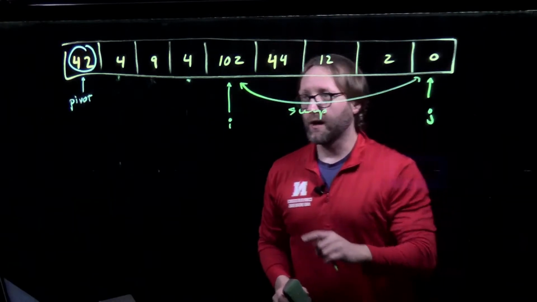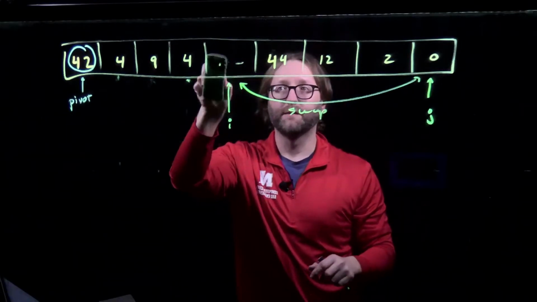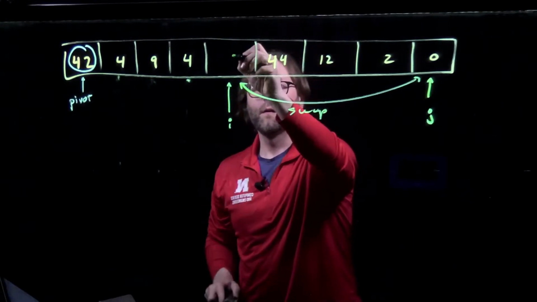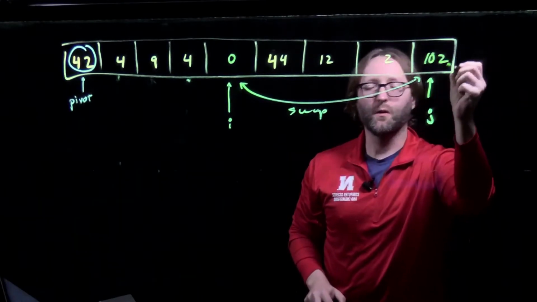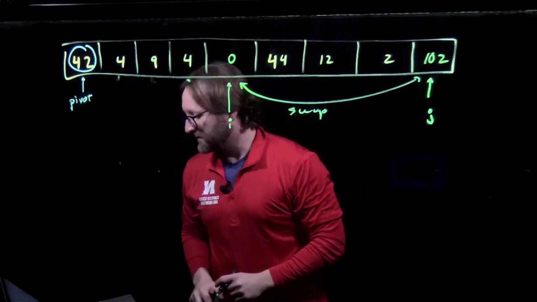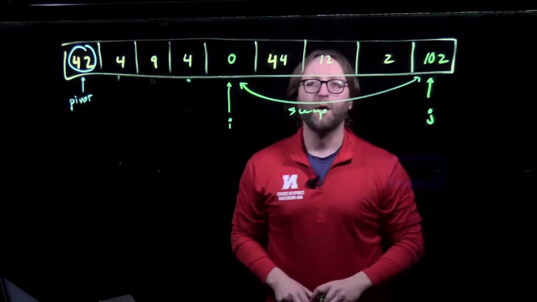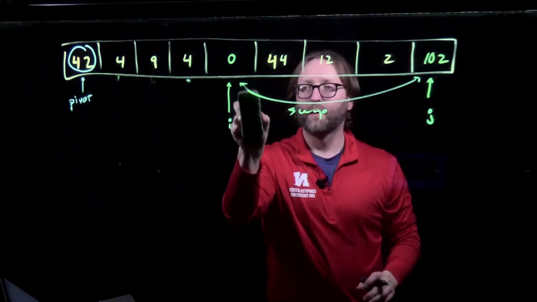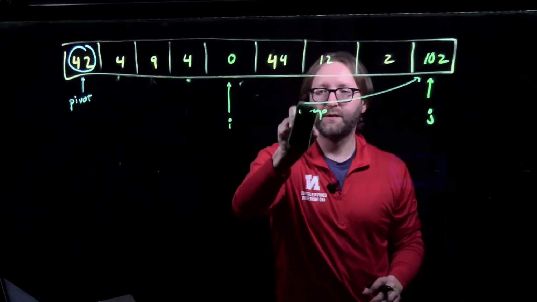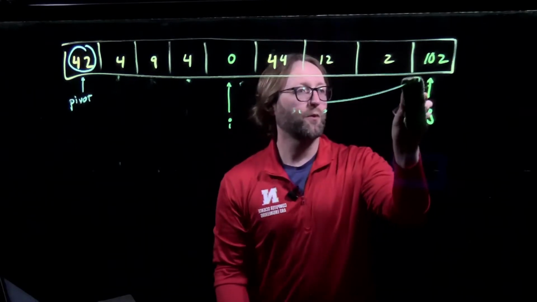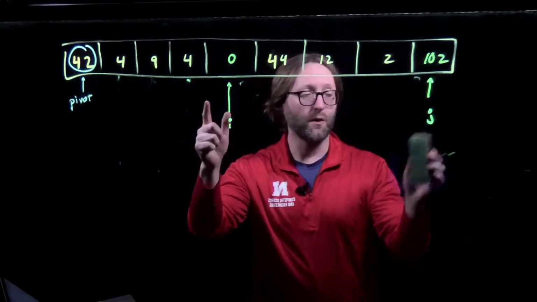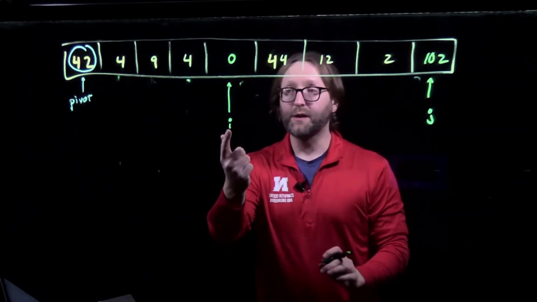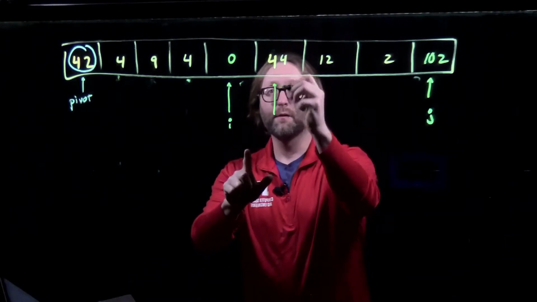Right? And when I do that, I have 0 here and 102 over here. Just making sure that I got that right. Yep. Okay. I and j didn't change. They're still referring to these two elements, 0 and 102. So we continue. I moves over here.